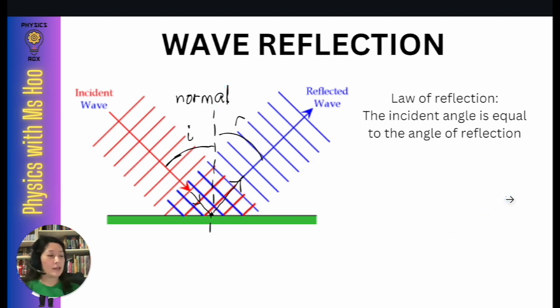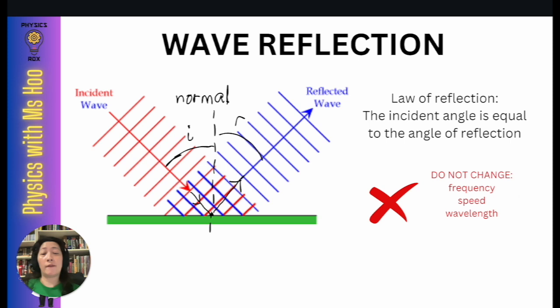Now, what changes and what doesn't change in wave reflection? You do need to keep this in mind. What does not change? Frequency, speed, wavelength: none of these change when the waves undergo reflection. What you should be aware of is that amplitude decreases. What else changes? The direction of the waves.